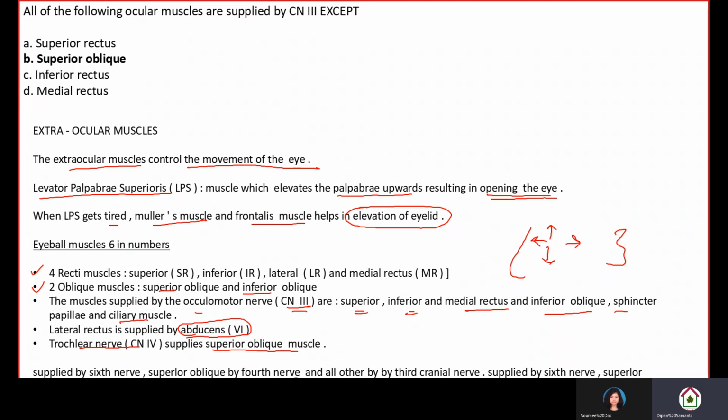Okay, so one thing to remember is LR6, SO4 and O3. That means lateral rectus is supplied by the 6th cranial nerve, superior oblique by the 4th cranial nerve, and all other muscles by the 3rd cranial nerve.